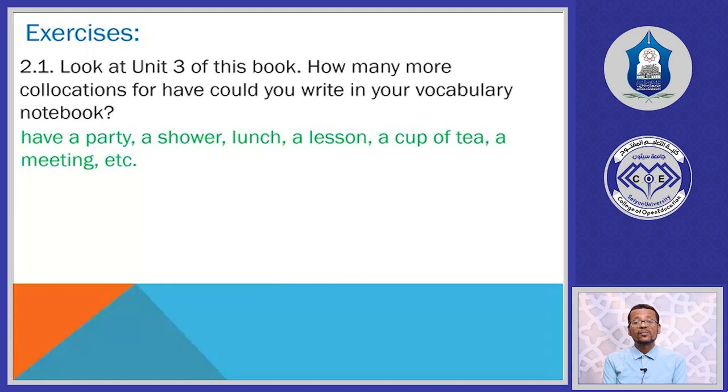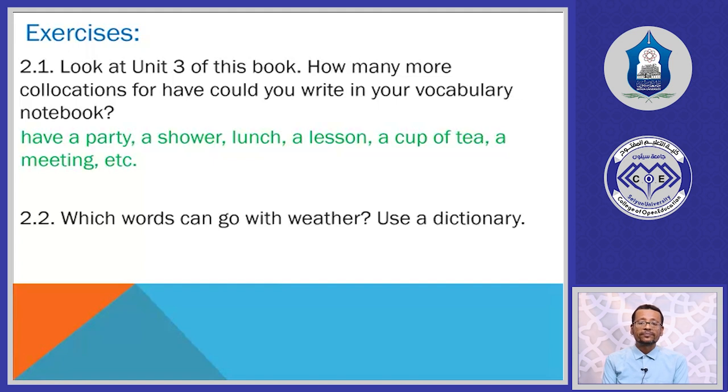You can do other similar exercises, like think of the word do. What are the things that we do? Or the word make. What are the things that we make? We say to make a mistake, not to do a mistake, but to do an exercise, not to make an exercise. So think of the things that we do, and also the things that we make, as a similar exercise to this one.